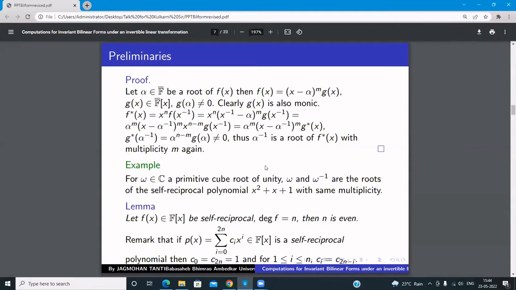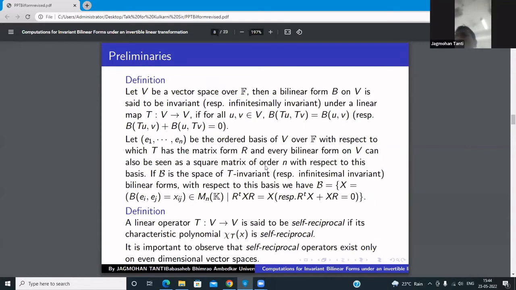Jagmohan, there is a question. Yes. You are saying that if f of x is self-reciprocal, then n is even. Are there any more conditions? Because, for example, x plus 1 is self-reciprocal, and it's a polynomial of degree 1. So are you interested in saying something about the roots? Yes, actually plus or minus 1 and 0 should not be roots of the polynomial. That's an additional condition.